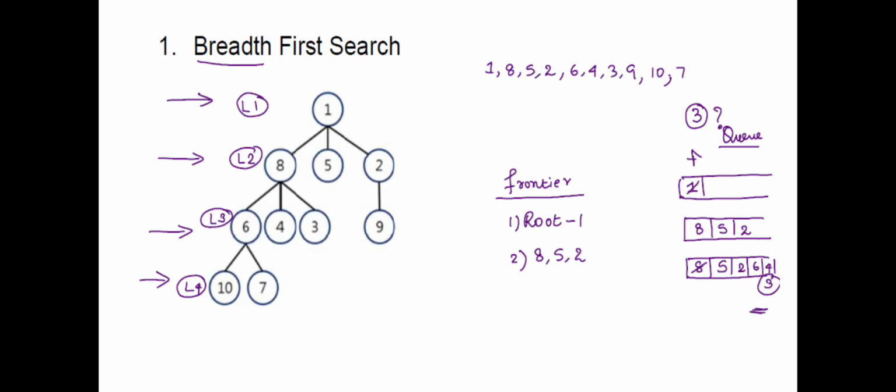If we take this example, it has 4 levels. In level 1 it has node 1, in level 2 it has nodes 8, 5, 2, in level 3 it has 4 nodes, and in level 4 it has 2 nodes. The breadth first search algorithm works in the following fashion.